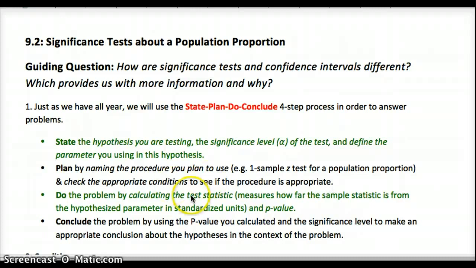Do the problem by calculating your test statistic. And you're going to determine a p-value, which is the probability that the statistic is the value you got or more extreme, given the parameter that you hypothesized in your null hypothesis. And then you can conclude by using the p-value and the significance level, which is alpha, to make an appropriate conclusion about the hypotheses in the context of the problem. That means if the p-value is smaller than alpha, we reject the null hypothesis and assume the alternative. If the p-value is larger, then we fail to reject.